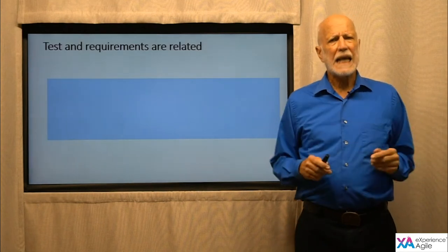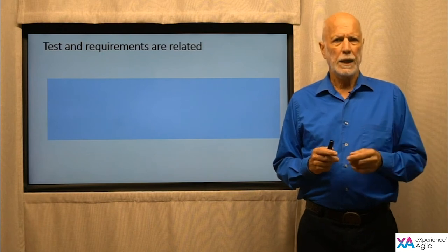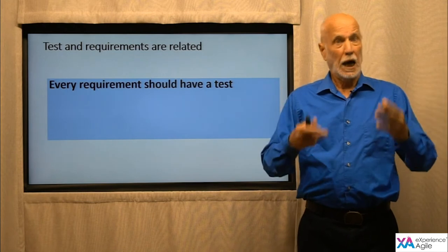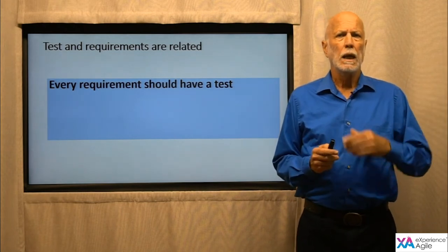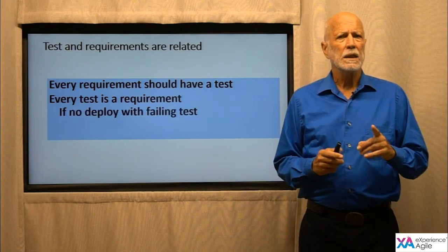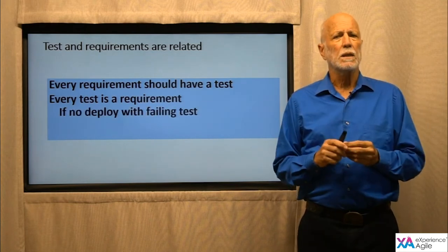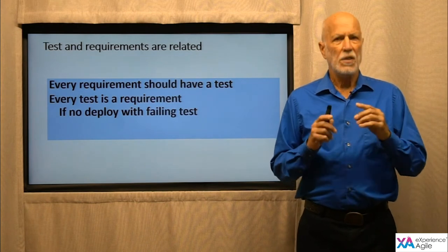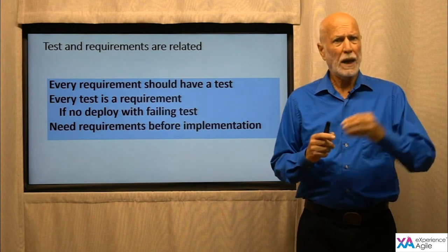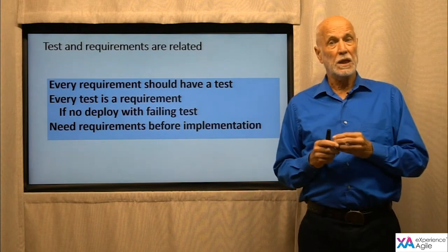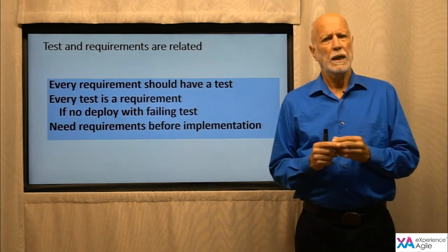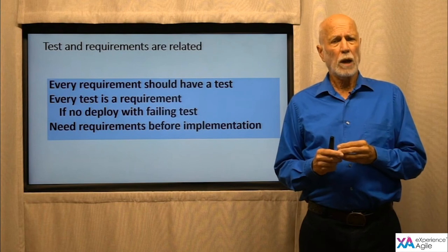So it turns out that tests and requirements are related. Every requirement should have a test. Otherwise, how do we know that we got the requirement right? And every test is a requirement. That is, if you cannot deploy a system with a failing test, then that test is a requirement. So it turns out we want to have our requirements before implementation so we know what to code to. We ought to have all our tests before implementation because they are requirements.